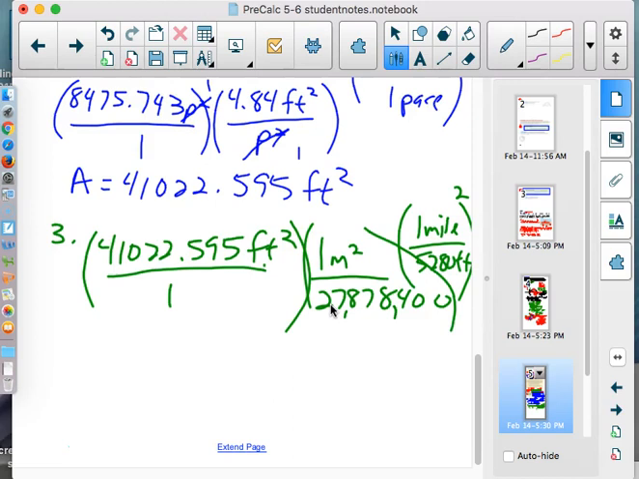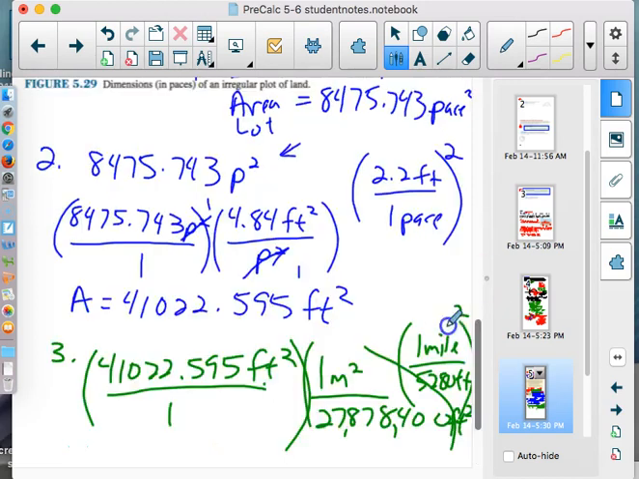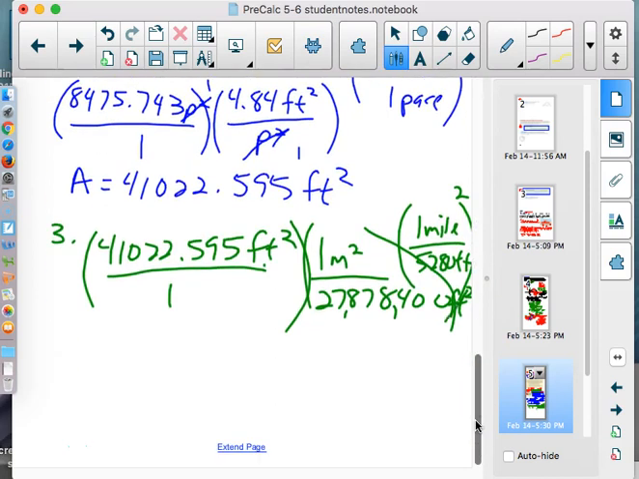So with this one, we're going to have our square feet down below here. That's going to cancel out with square feet up here. But this is definitely division. So you're going to take 41,022.595 times 1 on the top, and then on the bottom, 1 times 27,878,400, and then divide 41,022.595 by 27,878,400, and we get 0.001471481 square miles, just giving you everything that I see there on the screen.